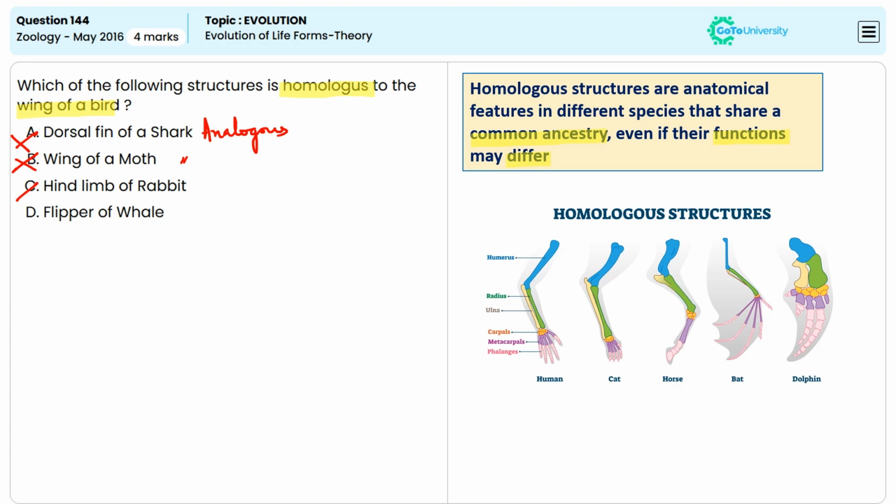Option C, hind limb of rabbit. The hind limb of a rabbit is homologous to the hind limb of other vertebrates, but it is not directly homologous to the wing of a bird, so option C is also incorrect.